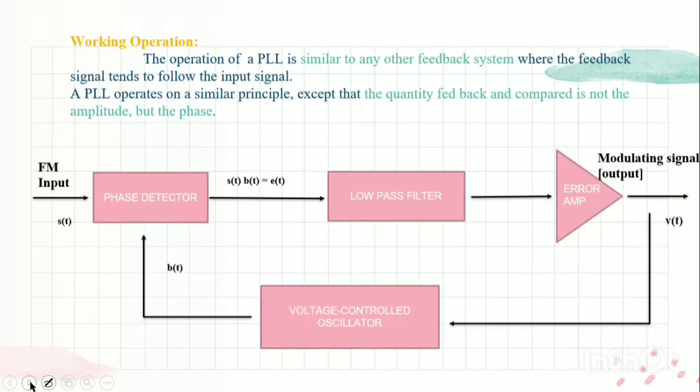Next, coming to the working. The operation of a PLL is similar to any other feedback system where the feedback tends to follow the input signal. The same principle works in our PLL, except that the quantity fed back and compared is not the amplitude but the phase. As I said before, a PLL circuit has a phase detector, a low pass filter, an error amplifier, and a voltage controlled oscillator.